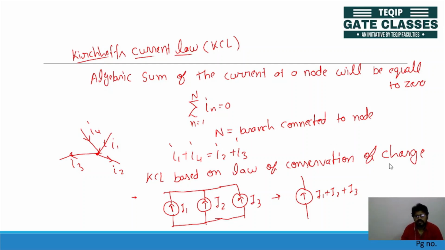But if the current sources are in series with different values, like this one is I1 and this one is I2, it is not possible. It violates KCL. Series connection of current sources is only possible if the values of the current sources are the same, otherwise it violates KCL. Let's take an example, a very simple example.